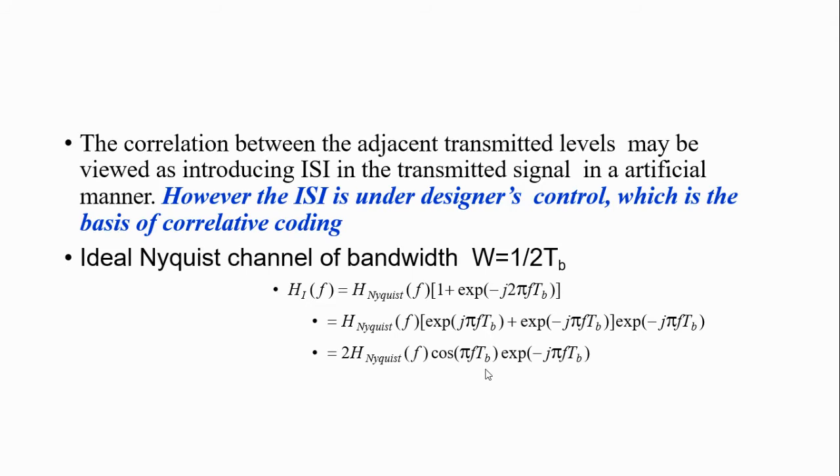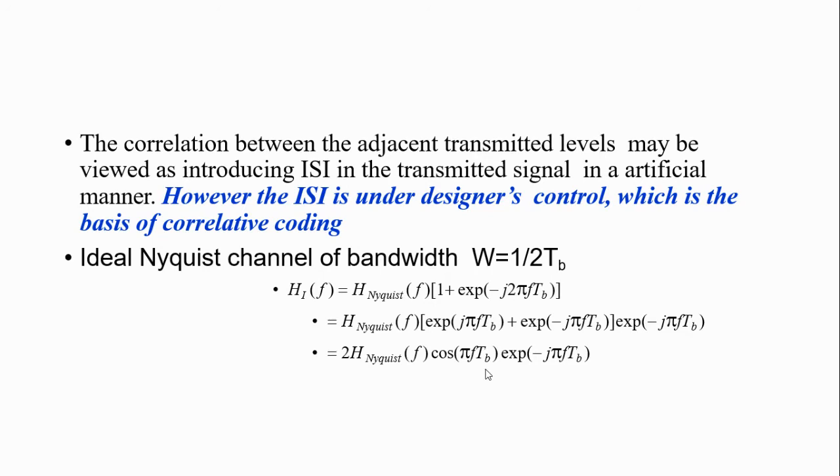The correlation between the adjacent transmitted signals is introduced as ISI. This intersymbol interference is introduced on the transmitter side in an artificial manner, and this ISI is under design control, which is called the basic of correlative coding. That means the intersymbol interference in the transmitter channel is added in a controlled manner. It is called correlative coding.